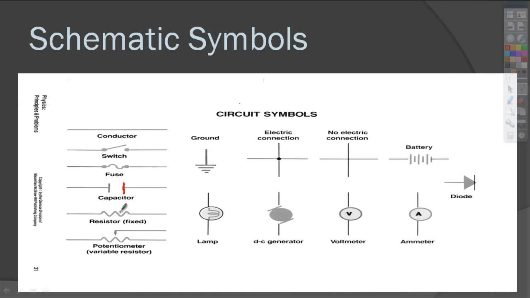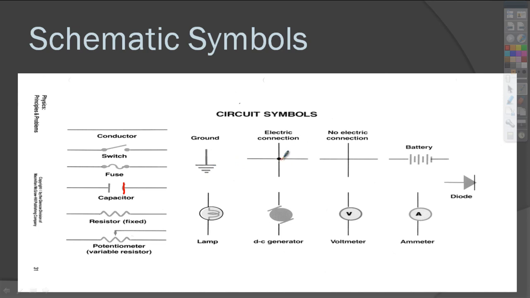length. Resistor, you do a jagged line, and a potentiometer, jagged line with this arrow over it, and you can actually change the resistance. So something like light bulbs in your house that you can dim would be an example of a potentiometer. Some other basic symbols: ground wire.